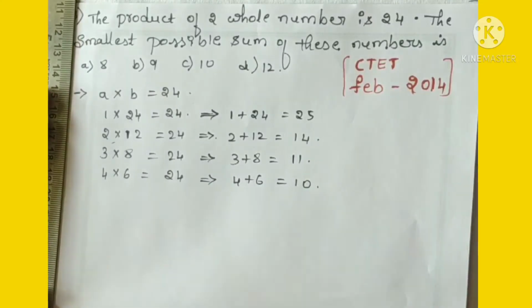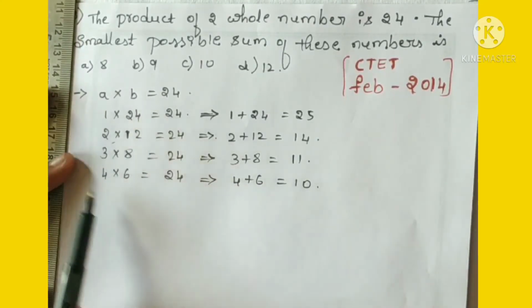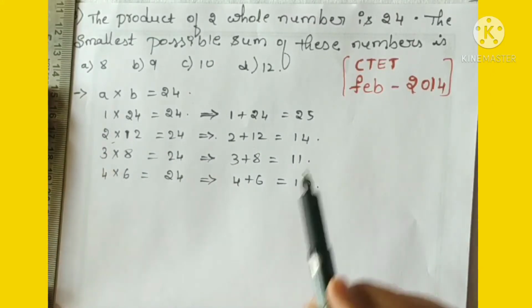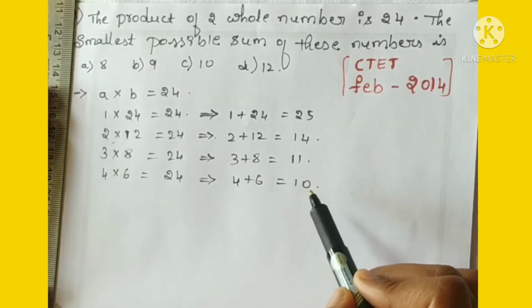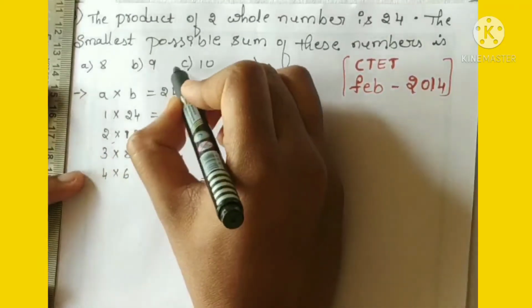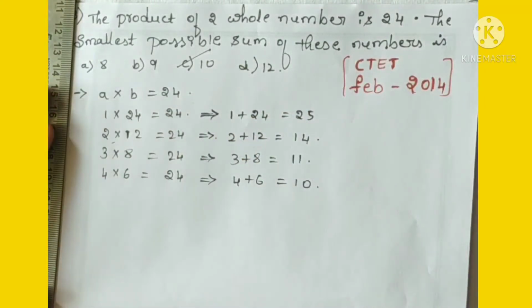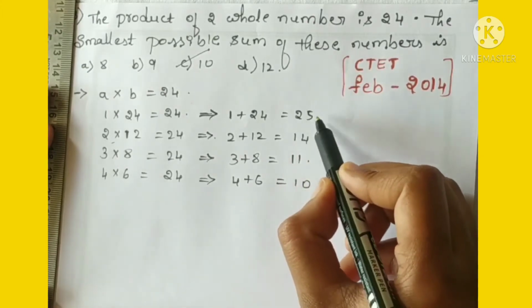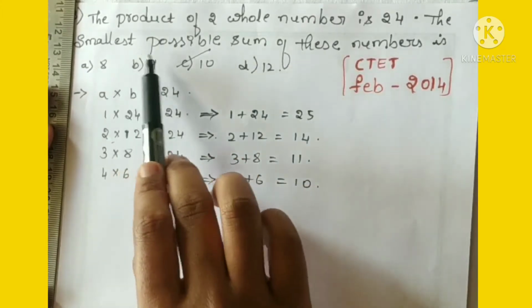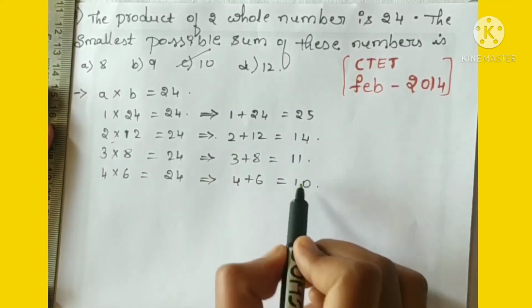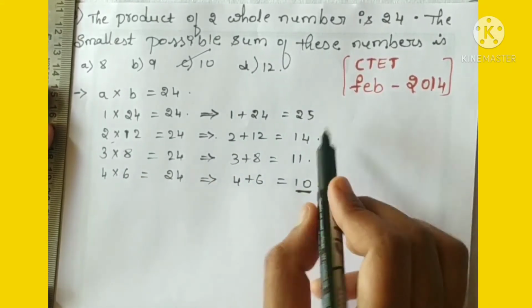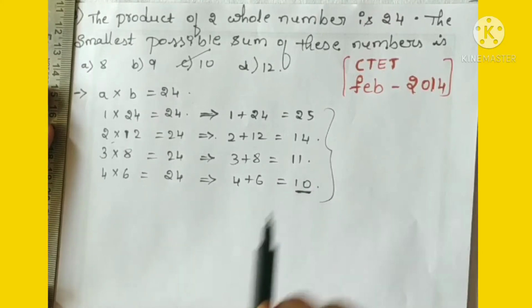Now, these all are the factors for 24. If I look at the smallest possible sum, then we get 10 is the smallest possible sum. So, 10 is the correct answer. Suppose they ask for the highest possible sum of the factors, then we have to choose 25. But here they ask for the smallest possible sum. So I choose this, as it is the smallest among all these sums. So I choose this option.